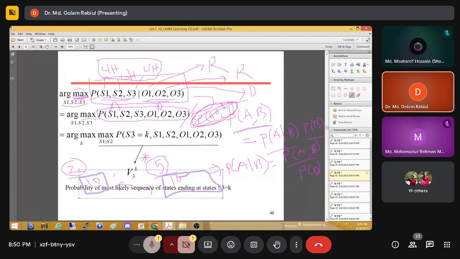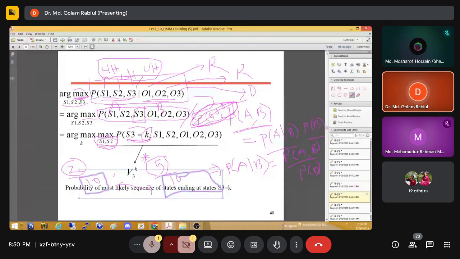Okay, maximum probability. Now, let's say we know the value of S3. Maybe the value of S3 is K. Anyhow, we know the value of S3 is K. In that case, we need to know about S1 and S2, because S3 we already know is K. So if we know S3 is K, then the problem is that we only need to know S1 and S2.